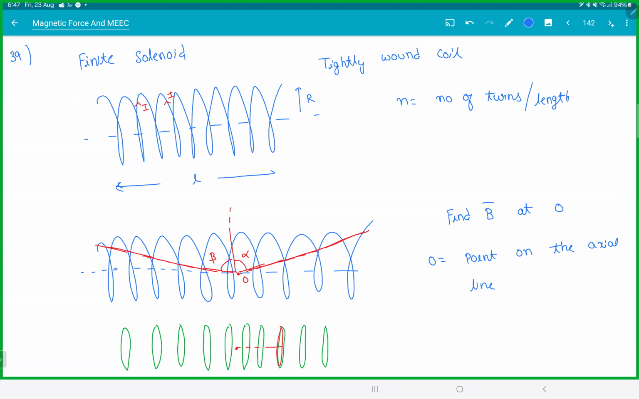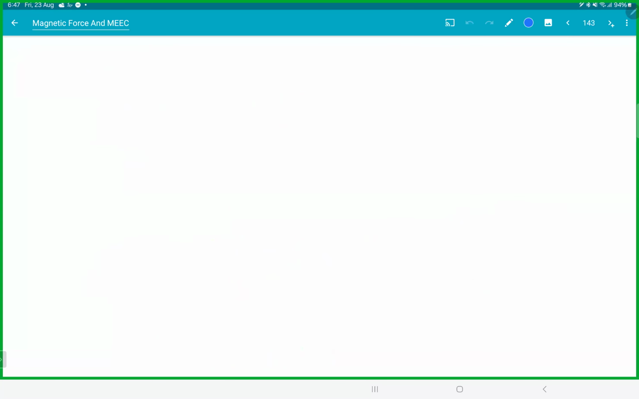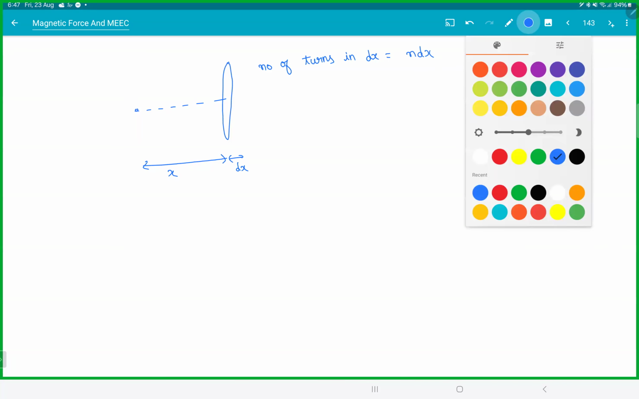You know, it's something like I n by 2 into sine alpha plus sine beta. So at a distance x, take a small thickness dx. In that small dx, the number of turns will be n into dx.